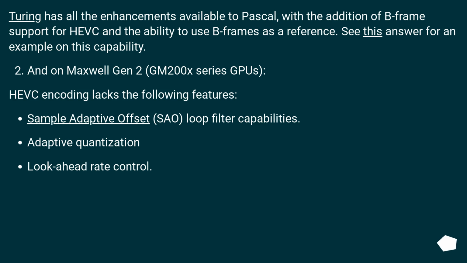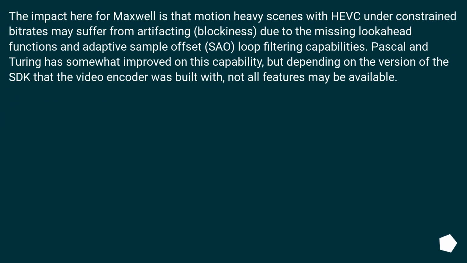And on Maxwell Gen 2, GM200 series GPUs, HEVC encoding lacks the following features. Sample adaptive offset, SAO, loop filter capabilities. Adaptive quantization. Look-ahead rate control. The impact here for Maxwell is that motion-heavy scenes with HEVC under constrained bitrates may suffer from artifacting, blockiness, due to the missing look-ahead functions and sample adaptive offset, SAO, loop filtering capabilities.